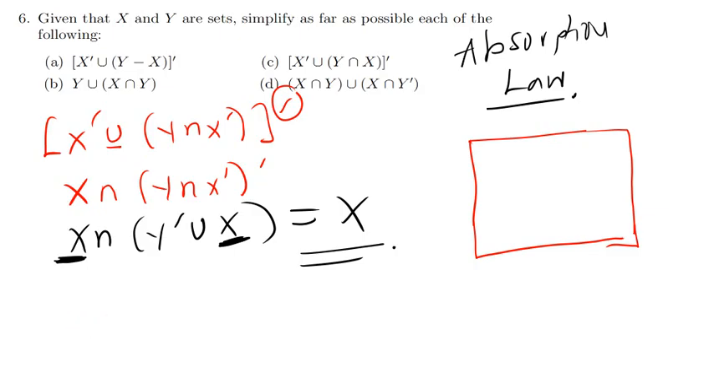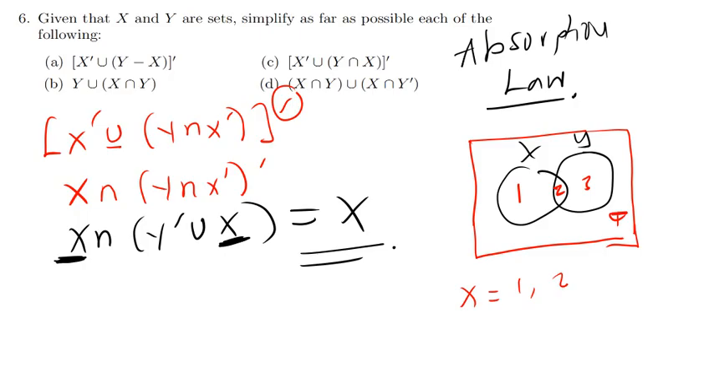If you don't understand the absorption rule, then we go back to grade 10 and use the Venn diagram. We have two sets, x and y. I want to show you why it is x. Pick any numbers: put 1 in, then 2, 3, and outside put 4. Now let's list x. X is 1, 2. Then what is y complement? 1 and 4.